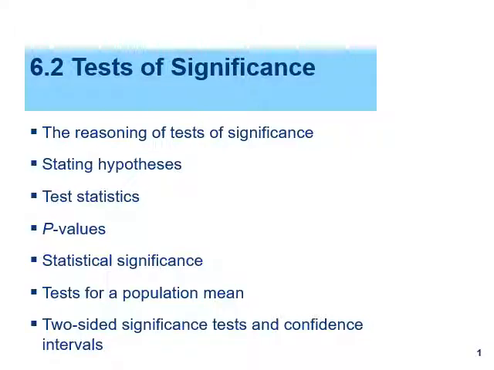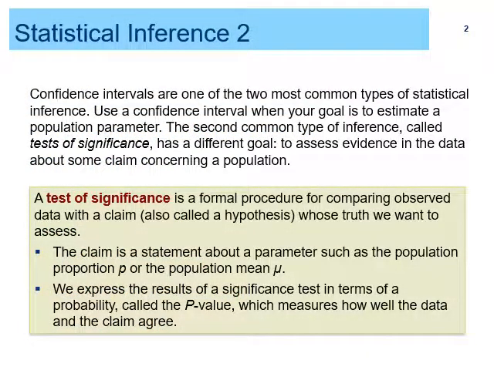Now, test of significance. We will learn about these points. Confidence intervals are one of the two most common types of statistical inference. We use a confidence interval when our goal is to estimate a population parameter, like we were doing for the population parameter, that was the mean mu.